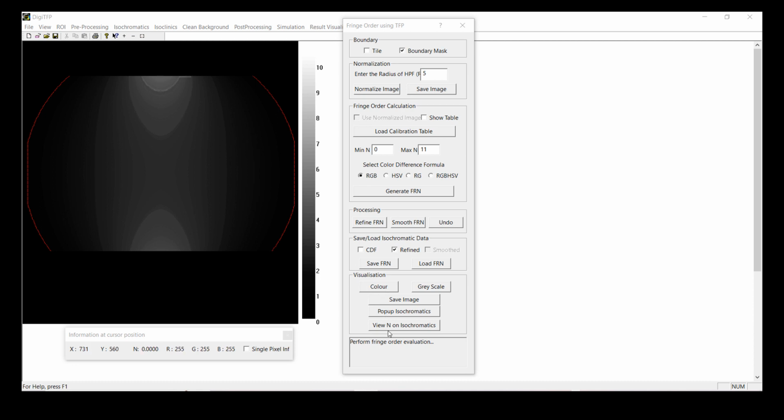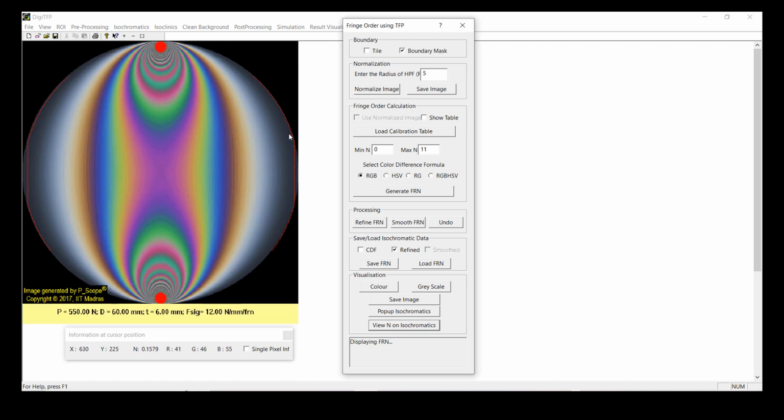If I were to see the isochromatics now, and pay attention to this n, as I hover the mouse from the free boundary, this comes out to be fringe order 1. This is fringe order 2. This is fringe order 3, and so on. When I go out of my mask, it will give a constant fringe order of 0 because that is not under the purview of analysis as of now.